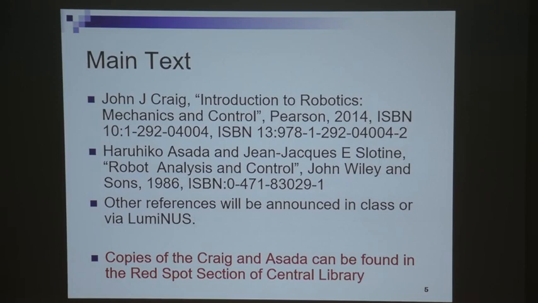The two books are kind of different. The Asada book uses something called classical DH notation, and Introduction to Robotics uses something called modified DH notation. For the first half of the course, we are looking at classical DH notation. For the second half of the course, you will look at the modified DH notation. They are interchangeable.